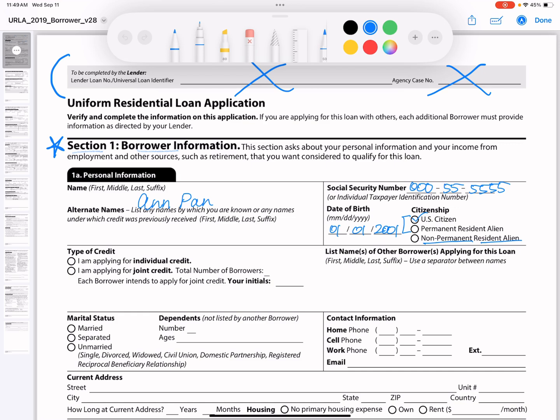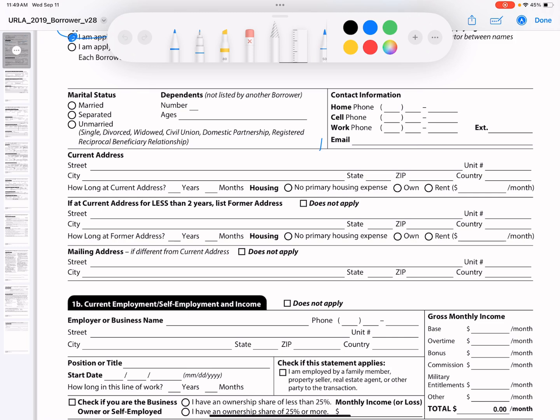And then here, you just say, is this going to be just you on this loan application, or are you going to have a co-borrower? So for type of credit, if this is just going to be you, you say, I'm applying for individual credit. Marital status, pretty straightforward. If you're married, separated, or unmarried.